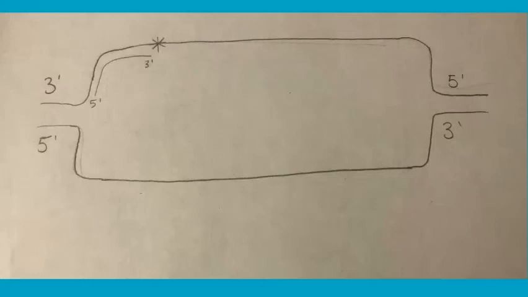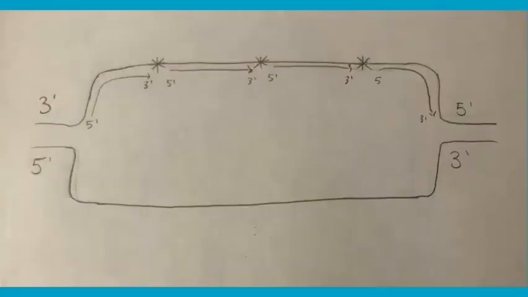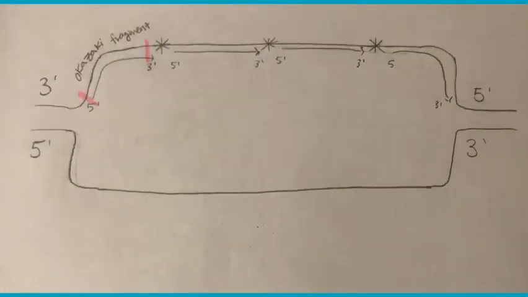Polymerase III travels all the way to the primer and stops. This stoppage creates a break, and the result of these breaks is called an Okazaki fragment, which is the region I have highlighted in pink.